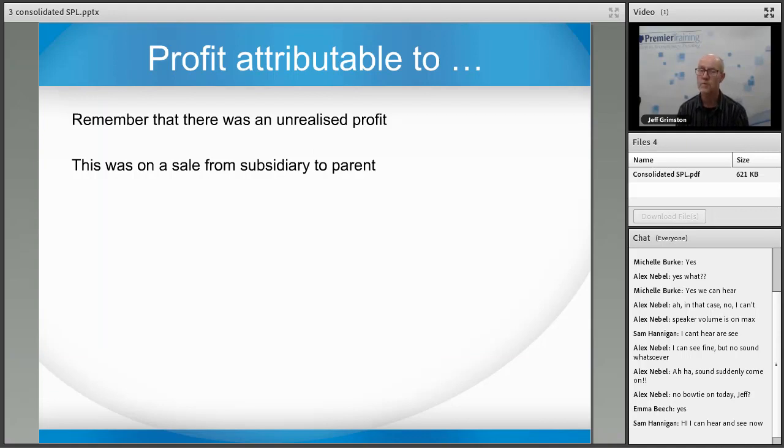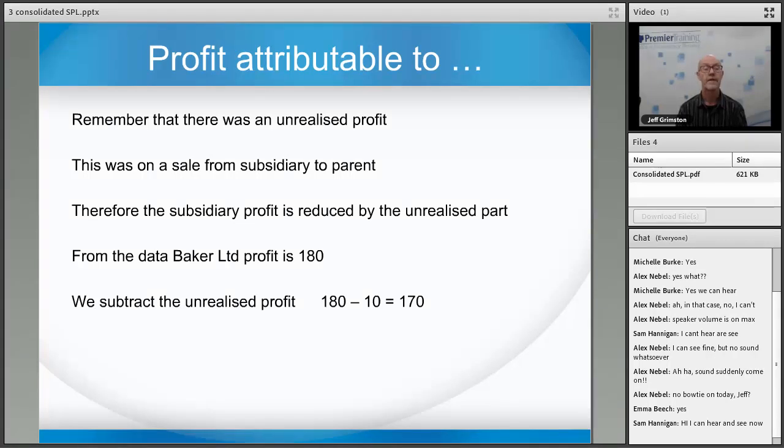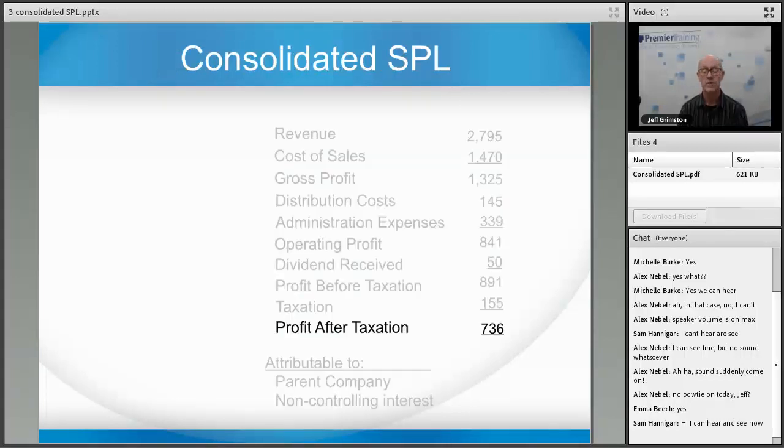Now, there are different treatments for unrealised profit. As a general rule, if you're not told a very specific treatment, if the profit is unrealised on a sale, you take the profit from the seller's profit. And therefore, 180, take away the 10, leaves 170. 20% of that is attributed to the non-controlling interest, because that's the shares that the parent company does not own, which is 34. So start from the bottom, 736, start with the total.